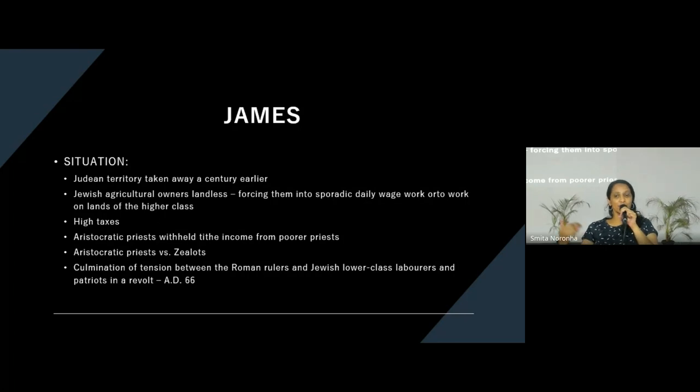So they ended up working for the rich, working on their lands as daily laborers, which meant that they didn't have a sustainable way of living. They didn't know if they would have work every day. They could only work in certain seasons. When it was a harvest season, they would have work and they could earn money. So they were suffering financially, and also they were paying high taxes. So this led to a lot of animosity between the rich.